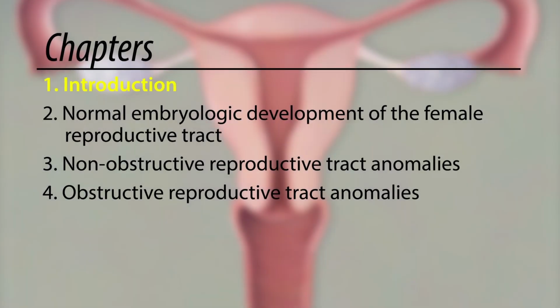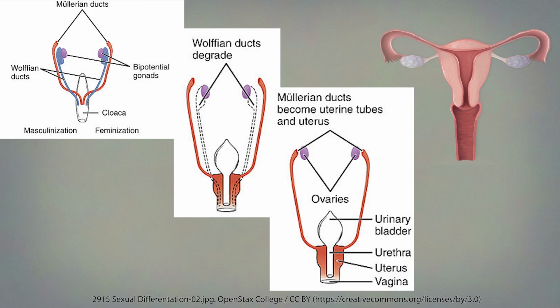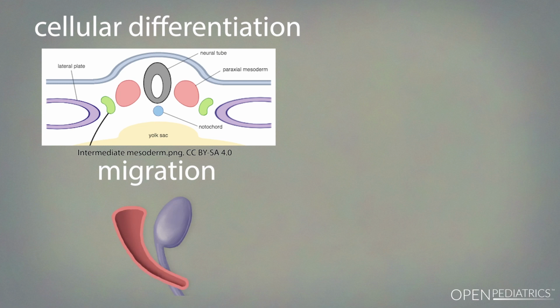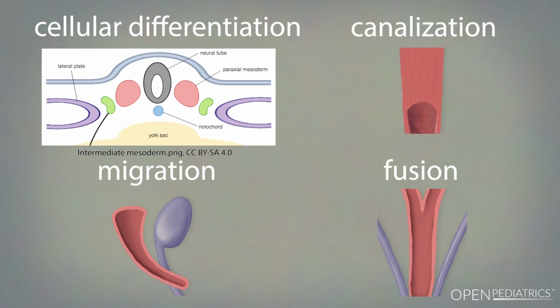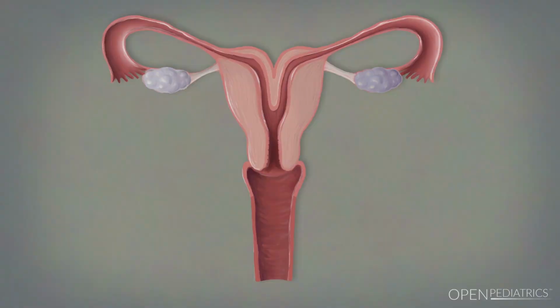Chapter 1. Introduction. The female reproductive tract develops in a complex manner and involves a series of events including cellular differentiation, migration, fusion, and canalization. Abnormal embryologic development can occur at a variety of points in this intricate process, resulting in a range of anatomic anomalies. These anomalies can occur anywhere from the level of the hymen to the uterus and can present at different points in an individual's development and with variable presentation.